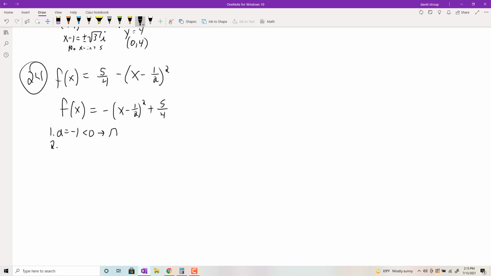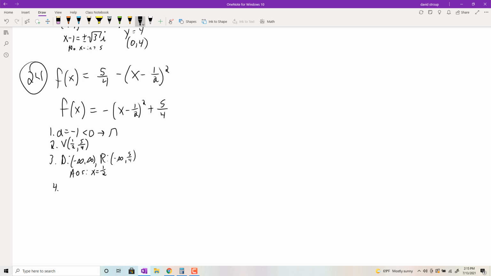Okay. Secondly, I need the vertex. So opposite of -1/2 is +1/2. Then the same sign is 5/4. Okay. Our domain, always -infinity to infinity. Our range, because it's a sad face, it's going to go from -infinity all the way up to 5/4. And the axis of symmetry, x equals 1/2.